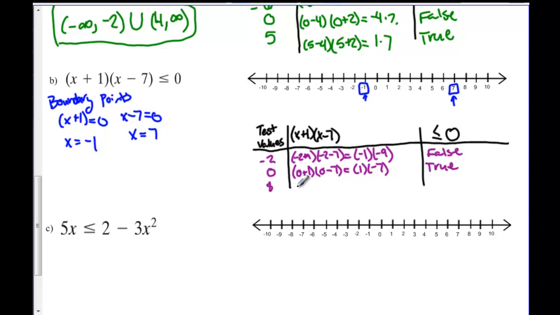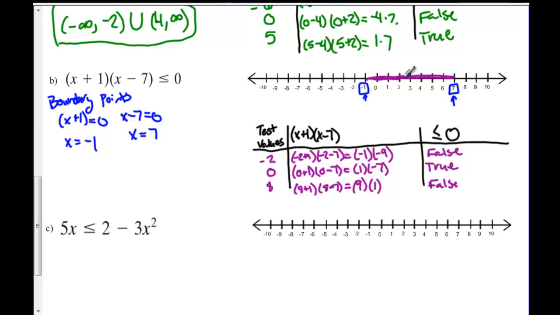All right, let's try 8. So we're going to have 8 plus 1 times 8 minus 7. The 8 plus 1 gives us a 9. The 8 minus 7 gives us a 1. A positive times a positive gives us a positive, and a positive is less than or equal to 0. No, not true at all. So that's going to be false. So the only part that worked was this middle one whenever we use the test value of 0. That test value of 0 is falling between that negative 1 and 7. So we know that this is true.